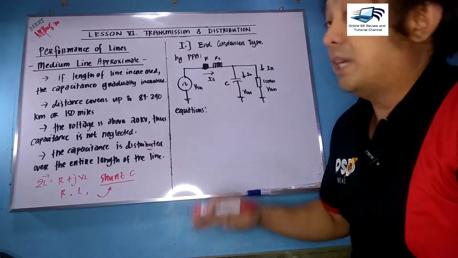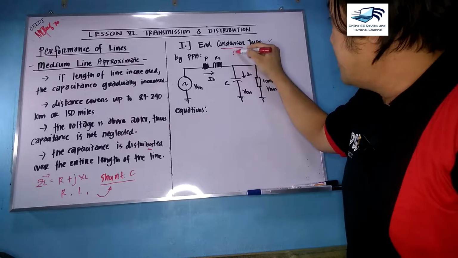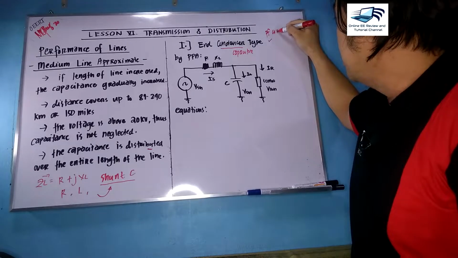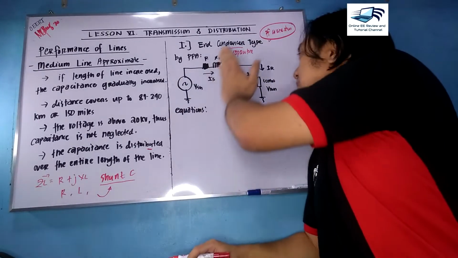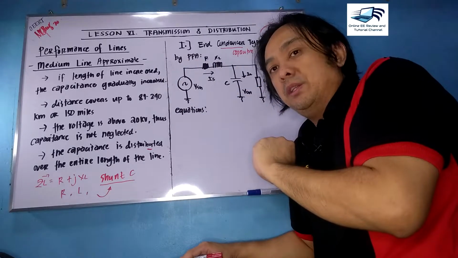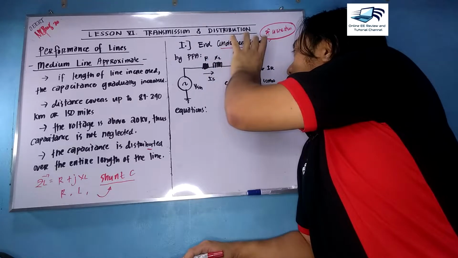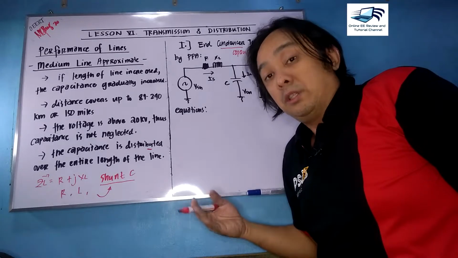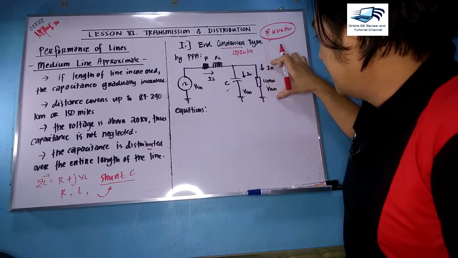So let us have the first type, the end condenser type. From the word itself, condenser means a capacitor. For this type, it's like power factor correction. You install a capacitor at the sending end so that you can correct the power factor at your supply or sending end. The capacitor is always connected across your receiving voltage, at your load.